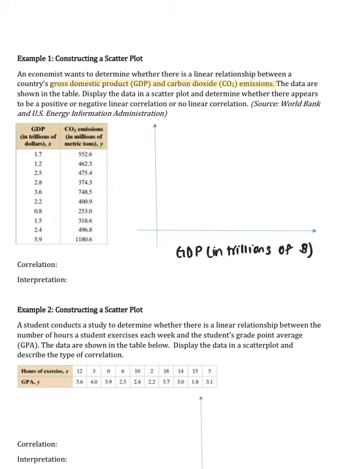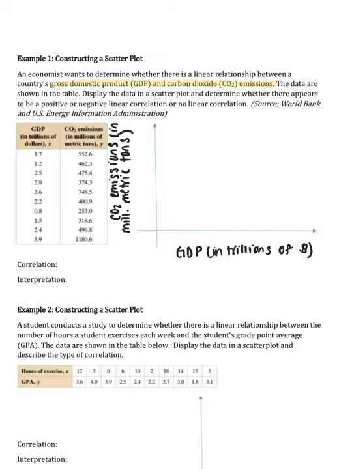Okay, and then our Y is going to be CO2 emissions. And then we also have to put the unit of measure in millions of metric tons. All right, so next we need to obviously put our values on our X and Y axis. So let's start with our X.